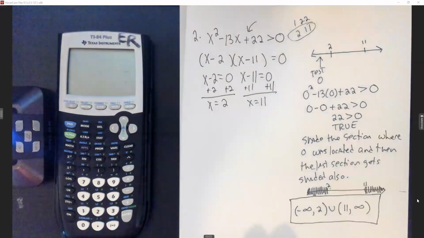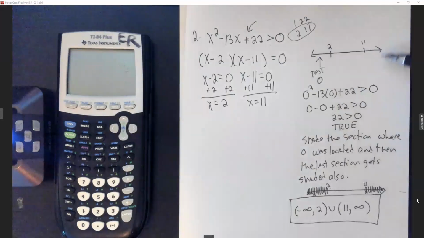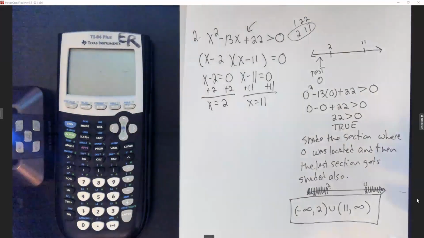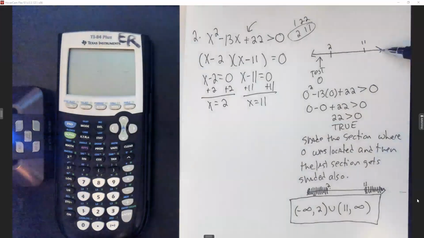So it's not too bad. You just got to get these number lines set up with the right answers and then just figure out where to shade it, okay? Now, I only used a 0 to check, but you can use any number you want to, and you can check any section. You can check all 3 sections with numbers if you want to, okay?